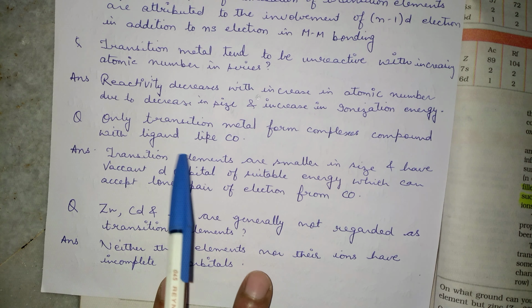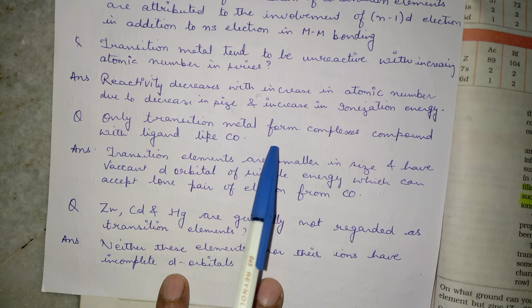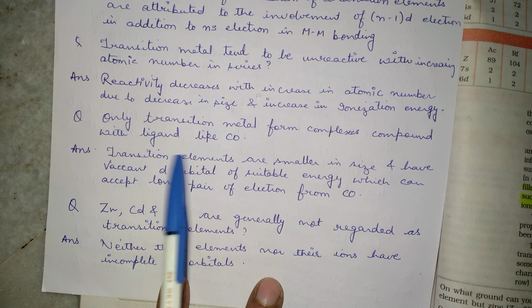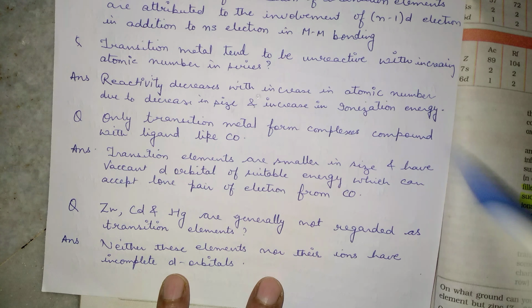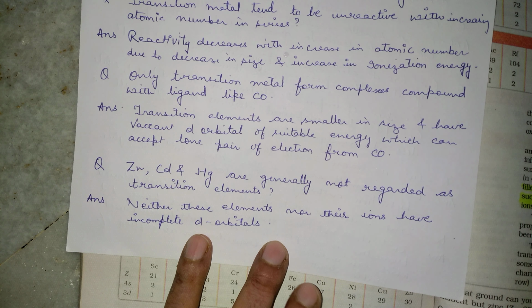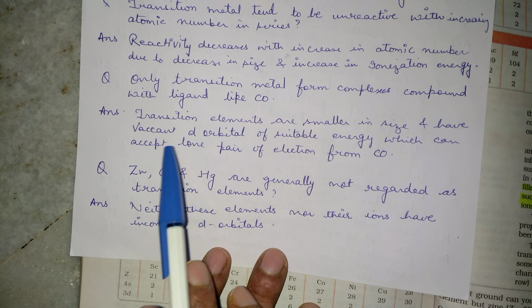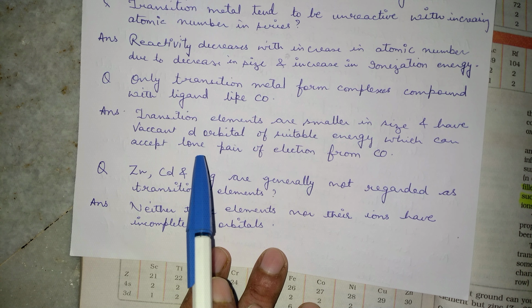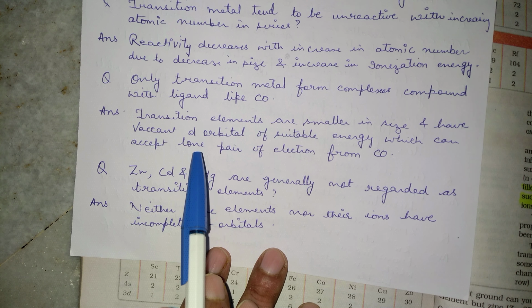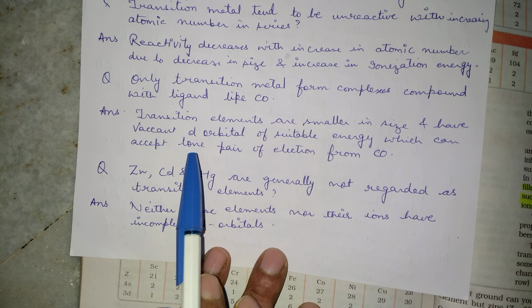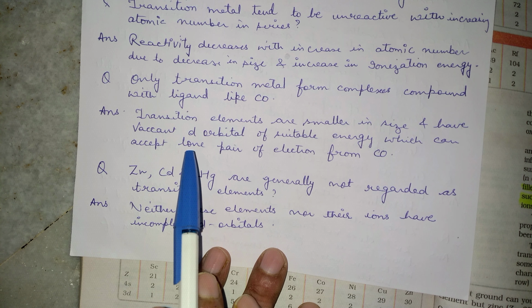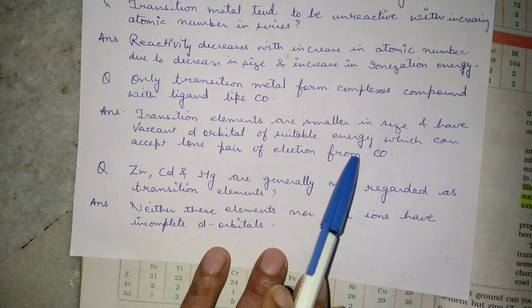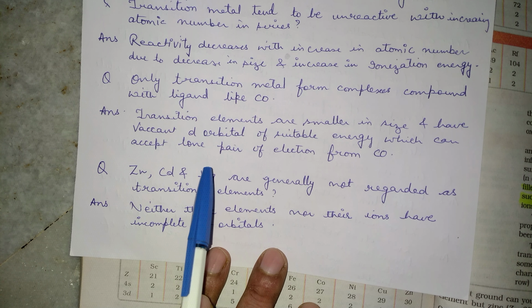Okay. Now moving on to the next one, that is only transition metals can form complex compounds with ligands like CO, carbon monoxide. So what is the reason behind it? Transition elements are smaller in size and have vacant d orbitals. Very important point to understand, and you should learn it by heart, that these elements have vacant d orbitals of suitable energy which can accept the lone pair of electrons.